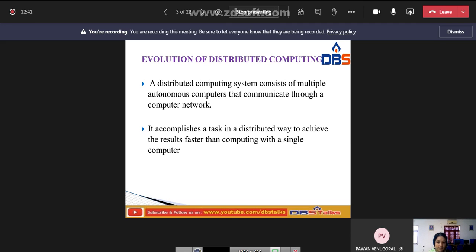So what is this evolution of distributed computing? It is a distributed computing system which has multiple autonomous computers that communicate through a computer network. Whatever task we give is distributed in a way to achieve the result faster than computing with a single computer. So that is distributed computing.